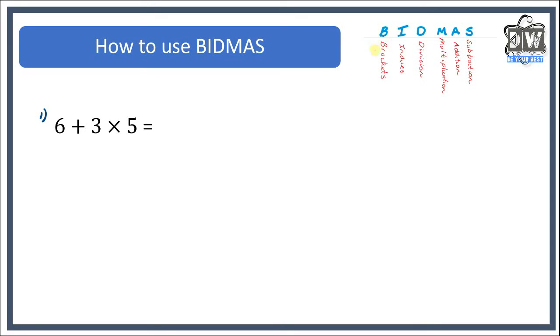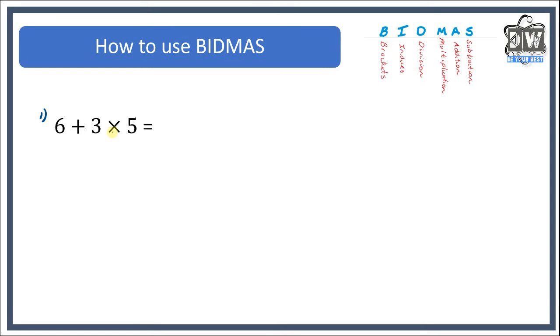So we've got to look at our question and ask, are there any brackets? The answer is no, so we can move on. Are there any indices? We have no powers. If this had a little to the power of 2, then that would be an indice, but it doesn't, so we can move on. Is there any division? There's no division, so we can move on. Is there any multiplication? The answer is yes, so we do that part first.